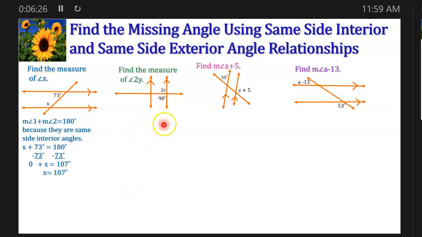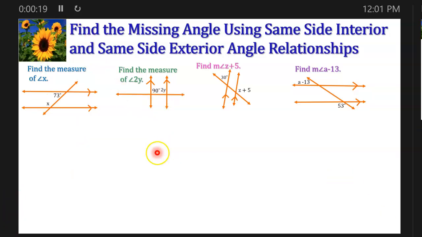Now here we have again two angles that are inside of the parallel lines, so they're interior, but, excuse me, these are not on the same side of the transversal. I need to move that. Hang on one second. Okay, so now I've moved it to where they're on the same side. 2y and this 90-degree angle are both on the same side of the transversal now, but still inside the two parallel lines. So they are same side interior.